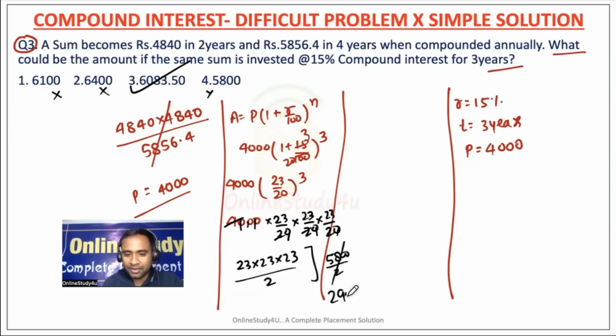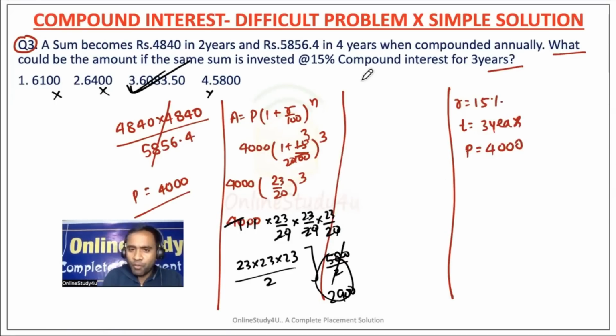Because if it were divisible, suppose it comes to 5800, then we could say 2900. But it is not like that. 23 is not divisible by 2, so definitely we will not have a whole value. We will have the answer in decimals. So we have to use our mind in the exam.